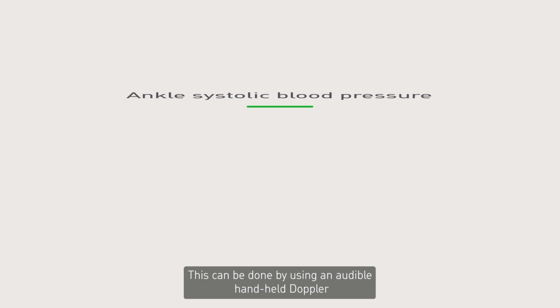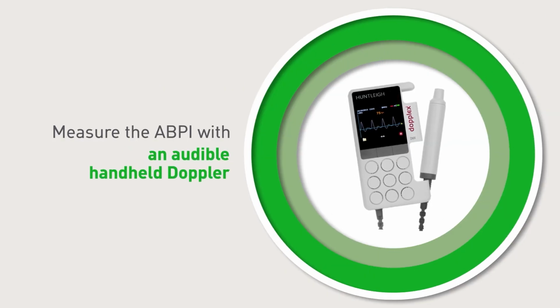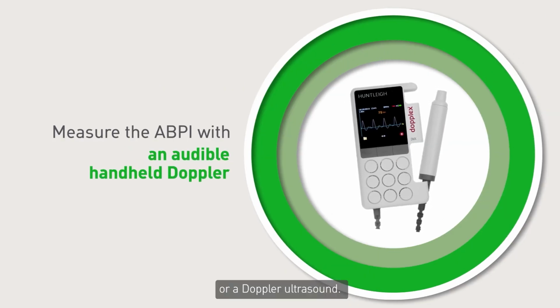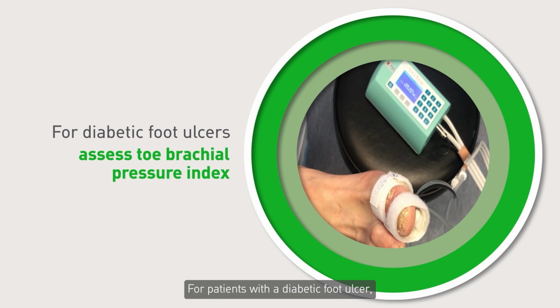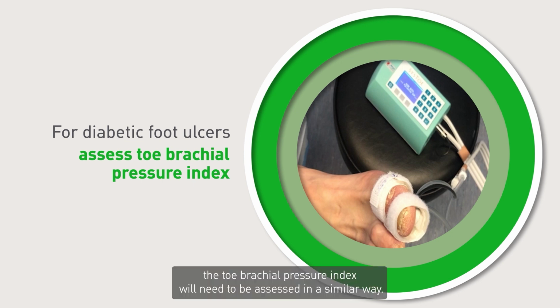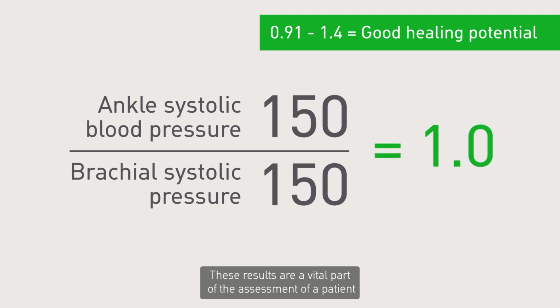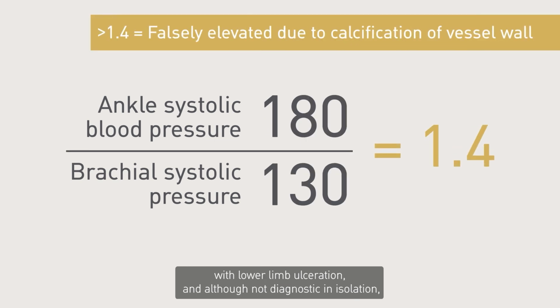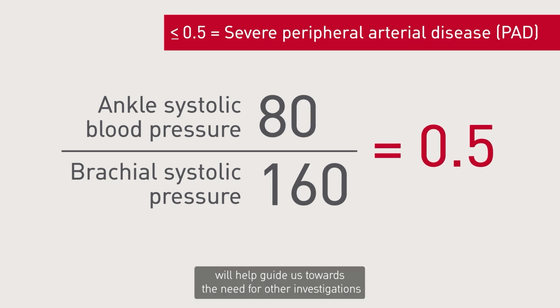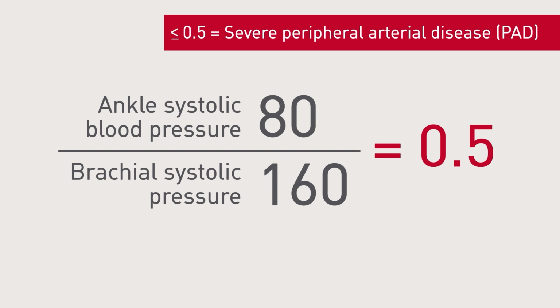This can be done by using an audible handheld Doppler or a Doppler ultrasound. For patients with a diabetic foot ulcer, the toe brachial pressure index will need to be assessed in a similar way. These results are a vital part of the assessment of a patient with lower limb ulceration, and although not diagnostic in isolation, will help guide us towards the need for other investigations and the right treatment for Mary, such as compression.